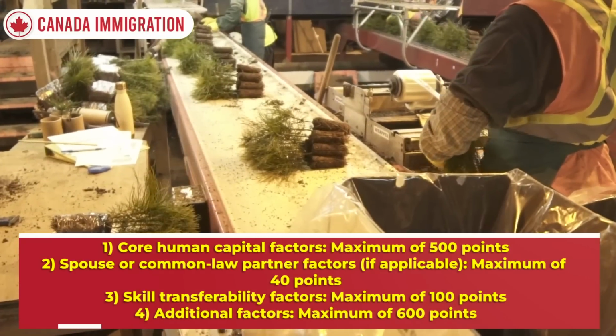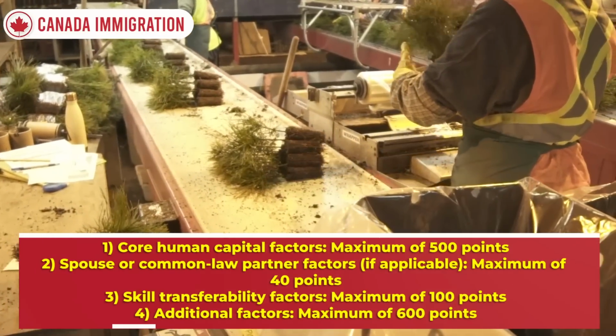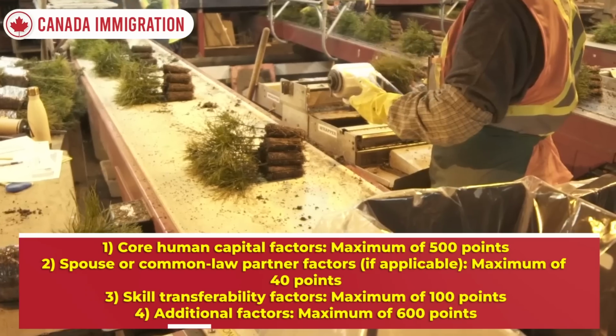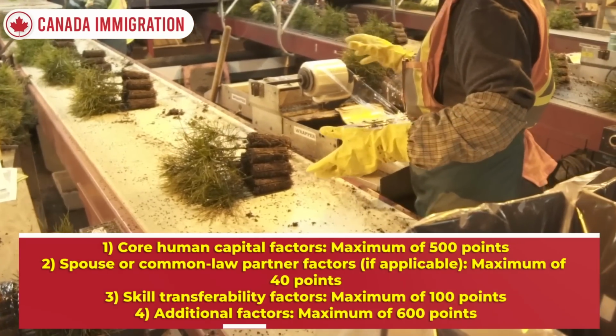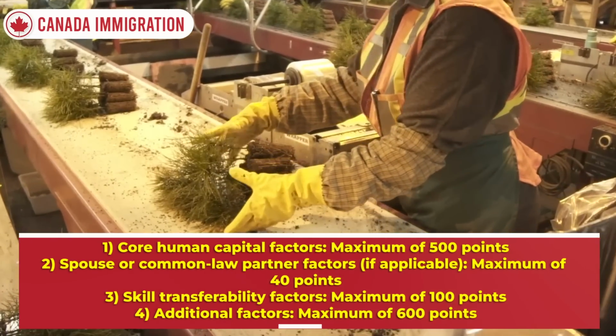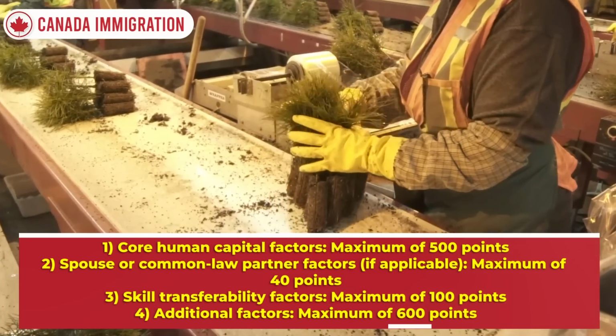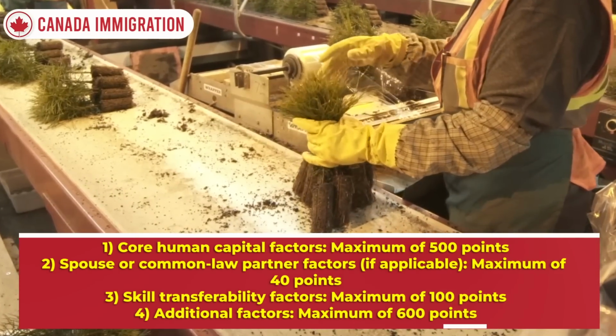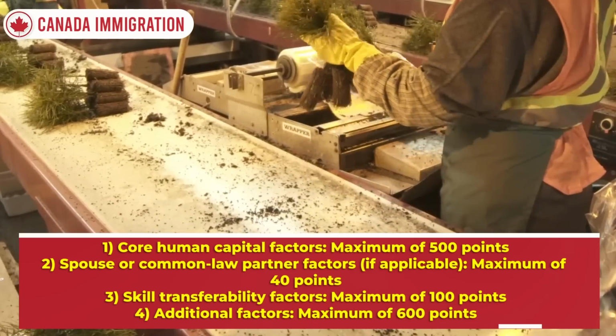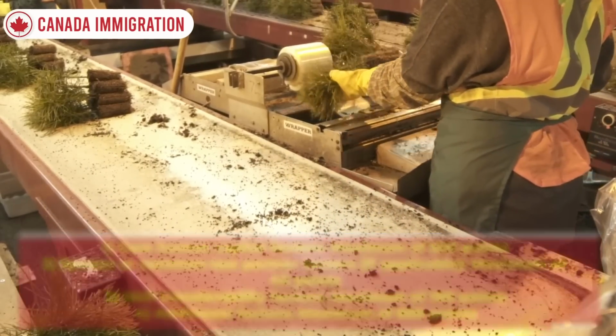1. Core human capital factors, maximum of 500 points. 2. Spouse or common law partner factors, if applicable, maximum of 40 points. 3. Skill transferability factors, maximum of 100 points. 4. Additional factors, maximum of 600 points.